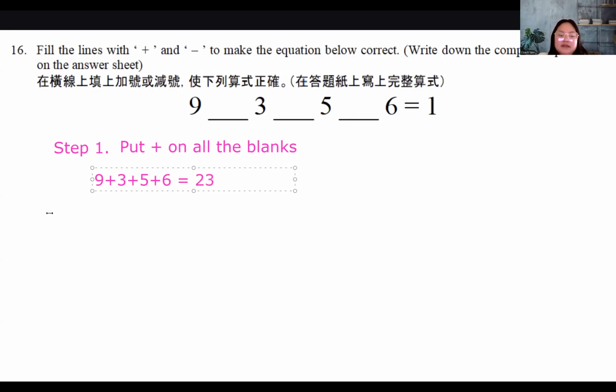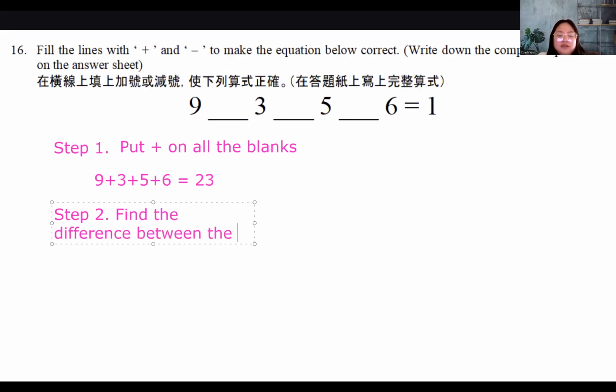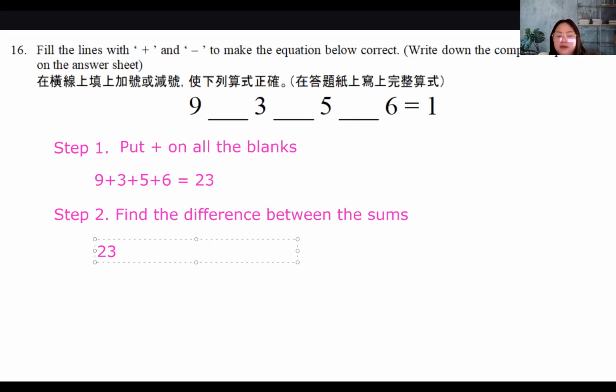Now, step 2, find the difference between the sums. So what sums are we talking about? We're talking about the sum that we solved, which is 23, and the sum that is given in the problem, which is 1. So this sum right here in the step 1 and this sum right here. Get it? Now the difference between that is 20.